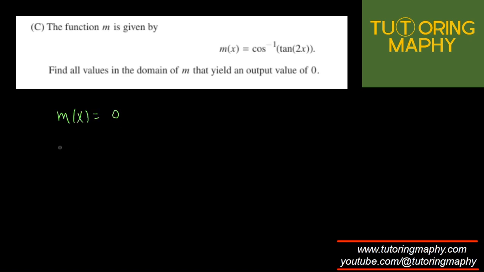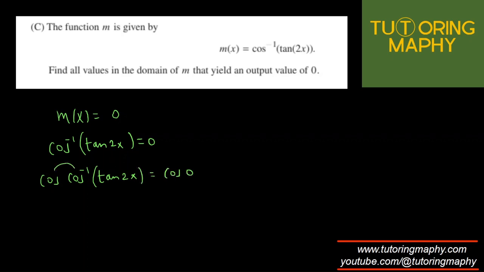M(x) should be 0, which means that cos inverse of tan of 2x should be equal to 0. Let's take cos on both sides. So I'm left with cos of cos inverse tan of 2x is equal to cos of 0. Cos of cos inverse something is just that something, right? So cos and cos inverse are kind of cancelled. So we are left with tan of 2x is equal to cos of 0, which is just 1. And I think we can solve this, right? This is a usual trigonometric equation.